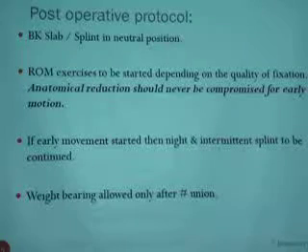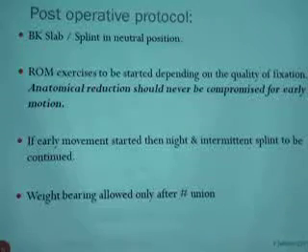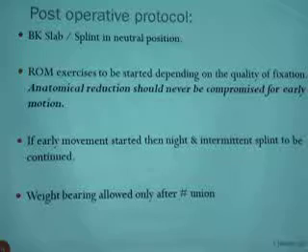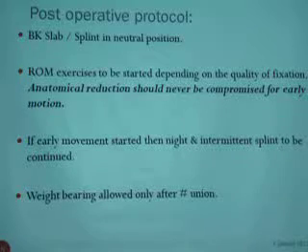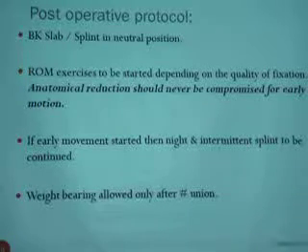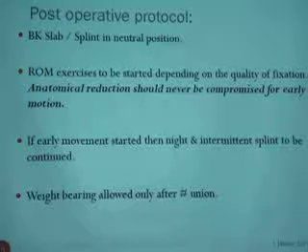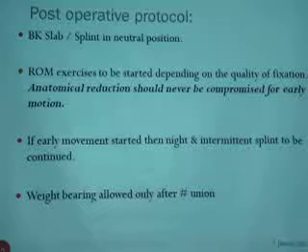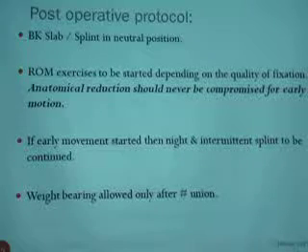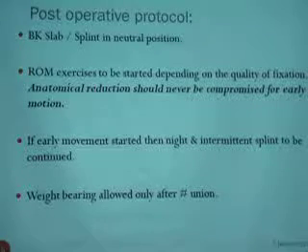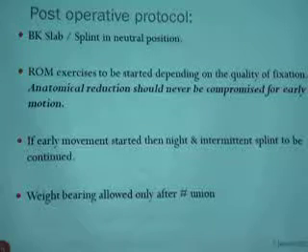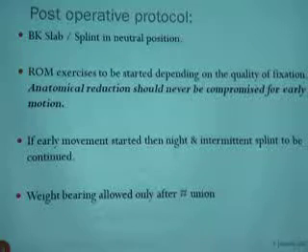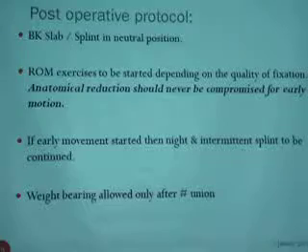Post-operatively, the patient should be put in a below-knee slab or splint in the neutral position. Range of movement exercises to be started depending on the quality of fixation. But always remember that anatomical reduction should never be compromised for early motion. If early movement is started, then night and intermittent splint should always be continued. Weight bearing is allowed only after the fracture union.